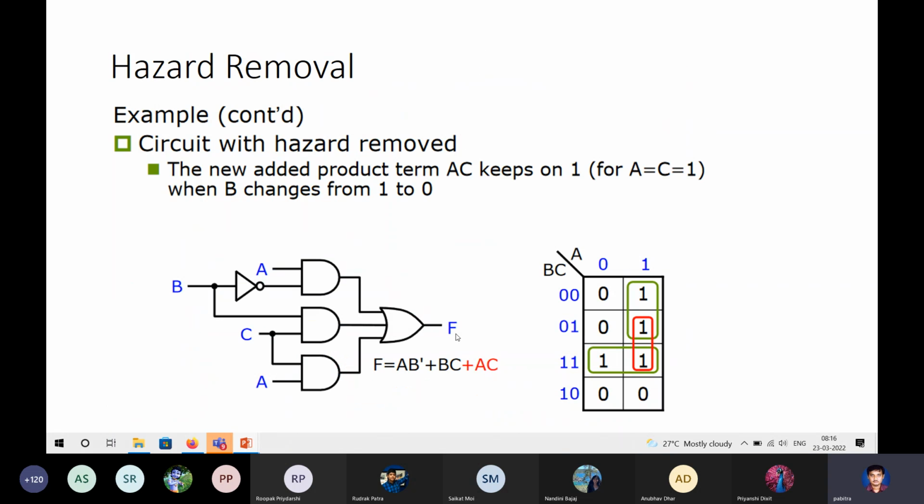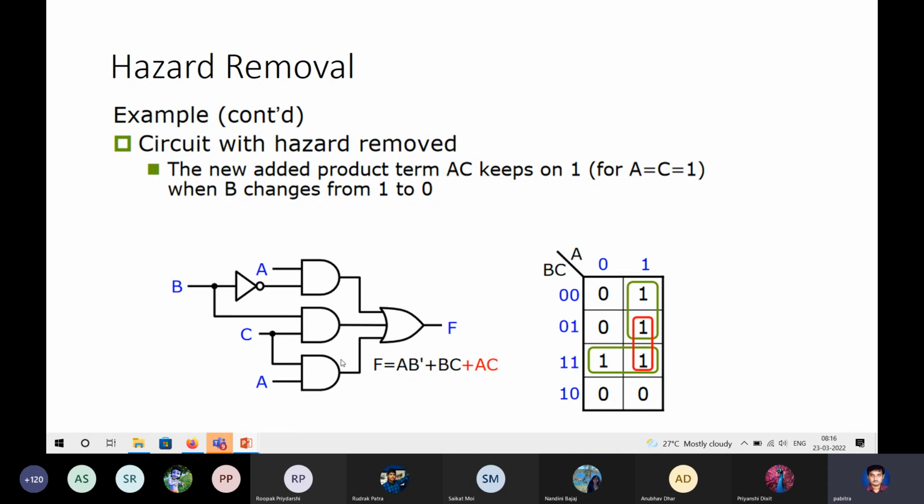So what we do, we add another term AC. Let us see what we do. We'll try to cover this with another additional cube which is redundant. So we add this term AC. So now all the possible transitions from 1 to 1 are covered by a single cube. This transition is covered by this cube, this transition is covered by this cube, this is by this. So we add this additional term.